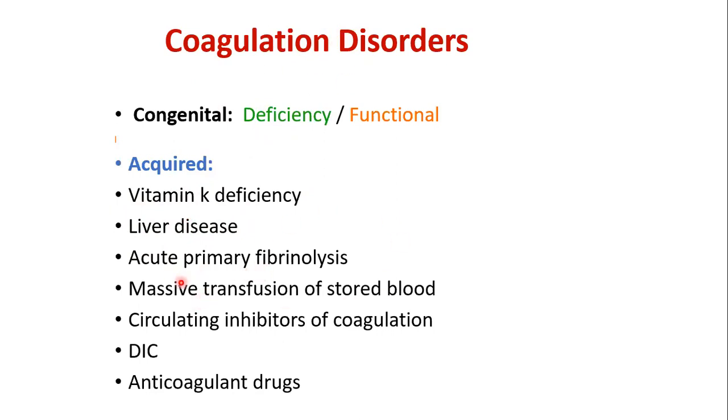Other conditions: acute primary fibrinolysis, because excess fibrinolysis happens; massive transfusion of stored blood, because the platelets and coagulation factors in it are already destroyed; circulating inhibitors of coagulation, as there are many inhibitors which can be normally present in the blood; DIC; and anticoagulant drugs. So these are the conditions where acquired coagulation disorders can happen. The most important is the congenital one.